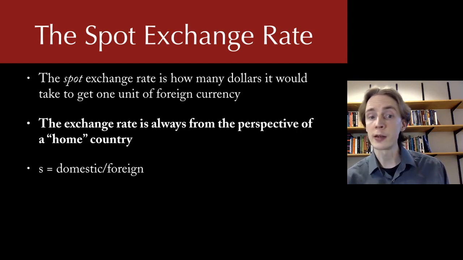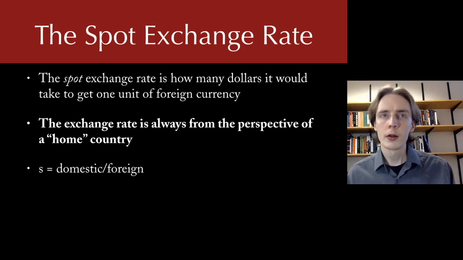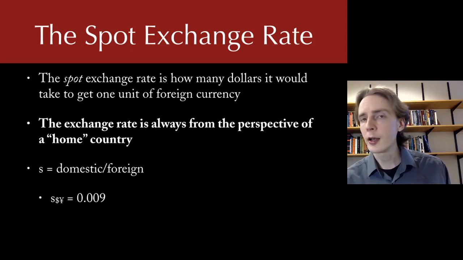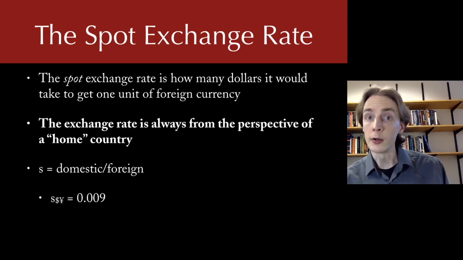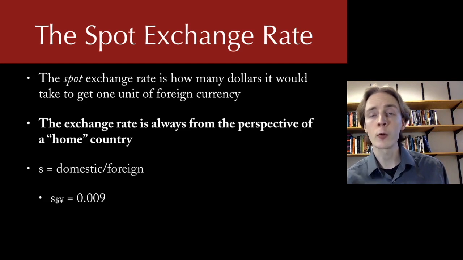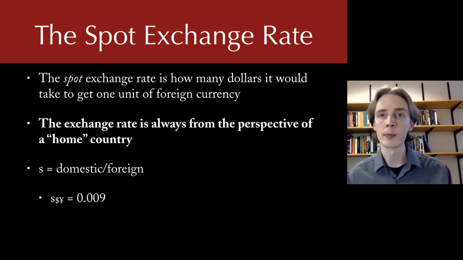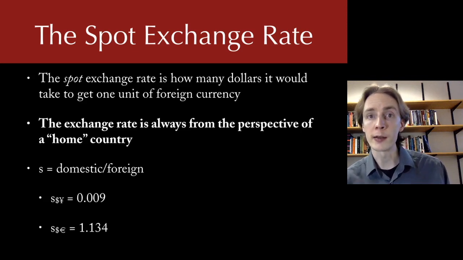Because the US is going to be our home country. So the exchange rate with Japan is not going to be 100 yen per dollar. We're going to express that in terms of 0.009 dollars per yen. So we're going to be okay with numbers that are less than 1 in order to make sure that we always have the ratio expressed in the same way and make sure that things are comparable that way. And then euros we can still express in terms of dollars per euro, which is going to be about 1.13.